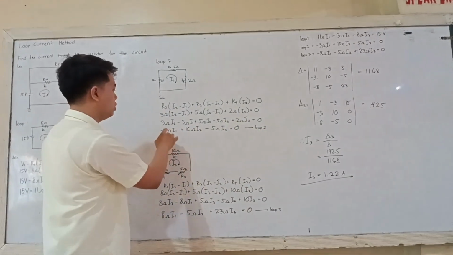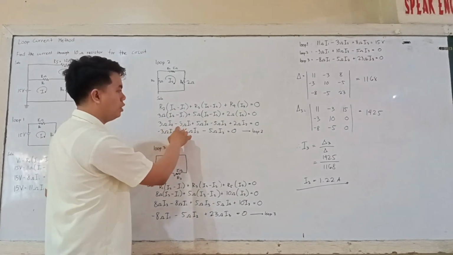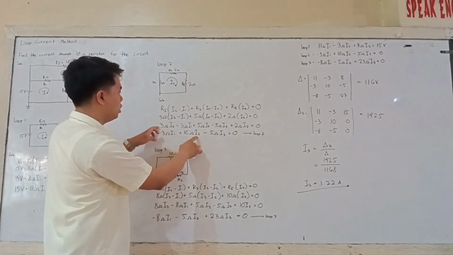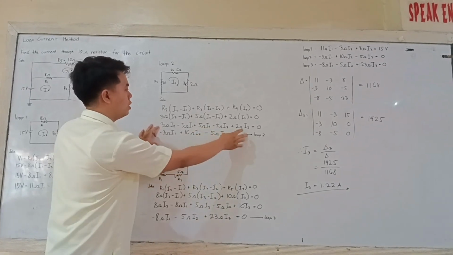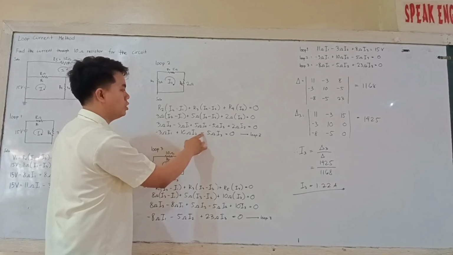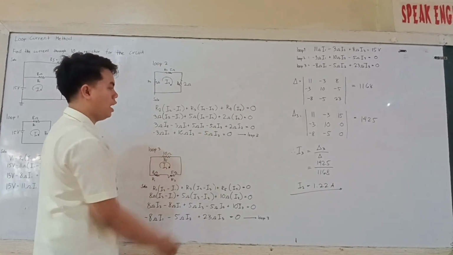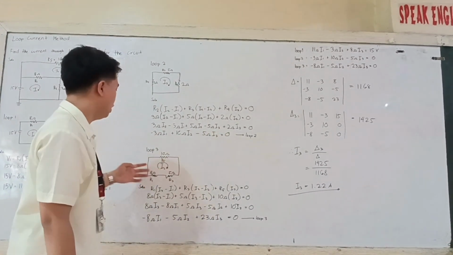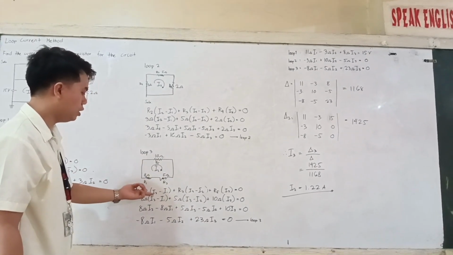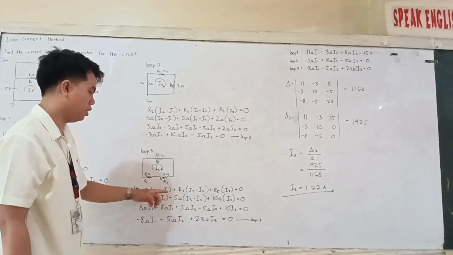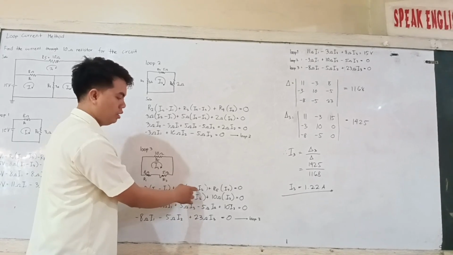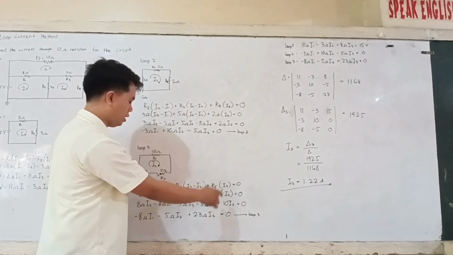So combine like terms: I1 negative 3 ohms, plus I2, which is 3 plus 5 plus 2, which is 10 ohms I2, minus 5 ohms I3 is equal to 0. This is our loop 2. Next, loop 3. So R1 quantity I3 minus I1, plus R3 quantity I3 minus I2, plus R5 I3.